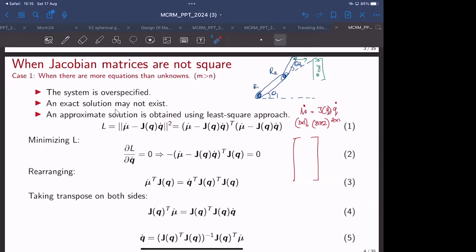But we can solve this sort of problem by using this principle. We can actually find an approximate solution. It's not an exact solution, but we can find an approximate solution using the principles of least squares, right? For example, we know that the mapping is mu dot equals J of Q times Q dot. And this cannot be equal when the system is overspecified.